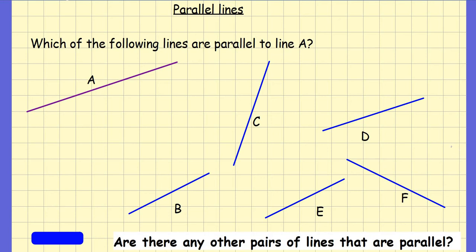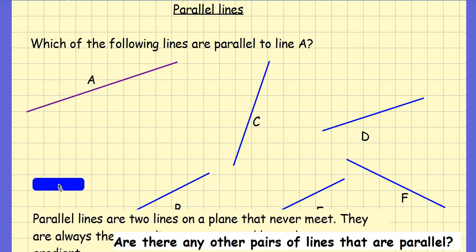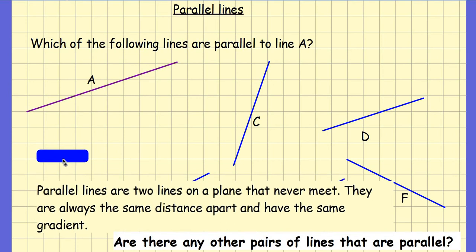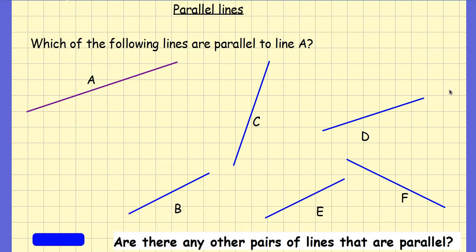Okay, let's go through the answers. First of all, what does parallel mean? Well, parallel means two lines on a plane or on a piece of paper that never meet. They're always the same distance apart and they have the same gradient. So for these lines, I would say that A and line D are parallel. They're the same gradient, the same steepness.